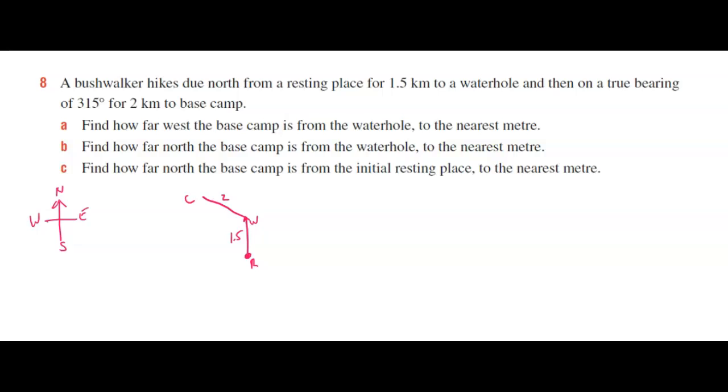What are we to find? Find how far west the base camp is from the waterhole. So we're looking for this distance here. Find how far north the base camp is from the waterhole. So that's that distance there. Find how far north the base camp is from the original resting place. So then you're adding on 1.5. So let's take the triangle out.